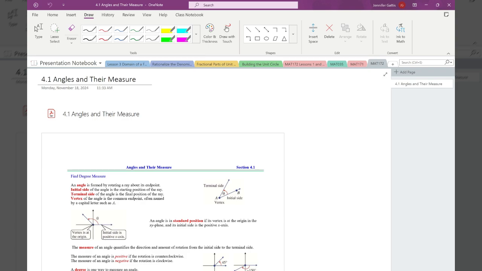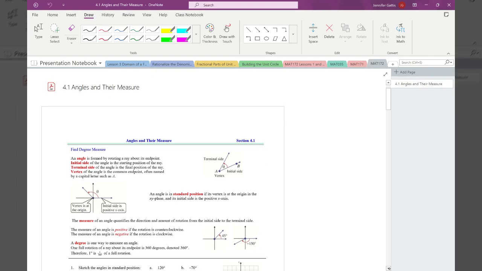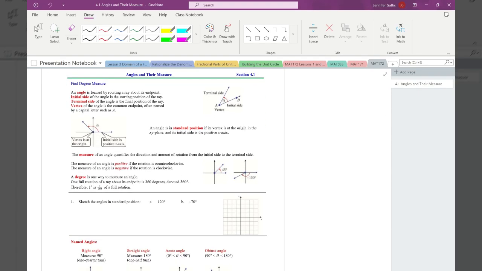This is the lesson on angles and their measures. This is going to be lesson one. So let's dive right into angles and their measures. So, first, we want to consider what is an angle?